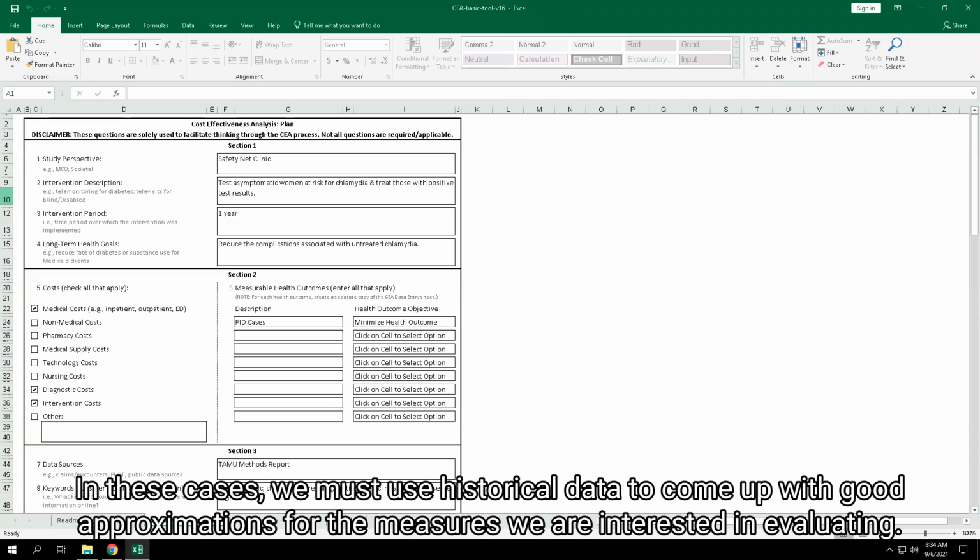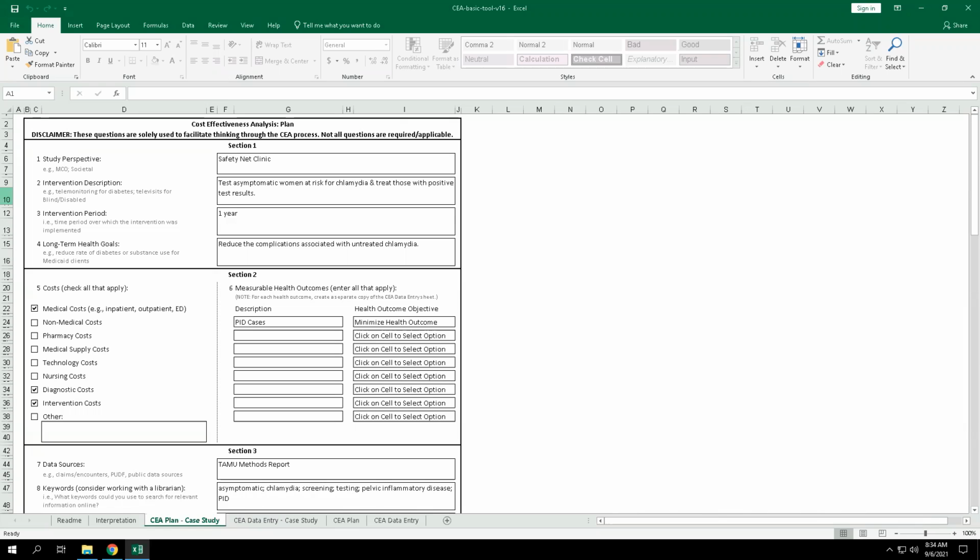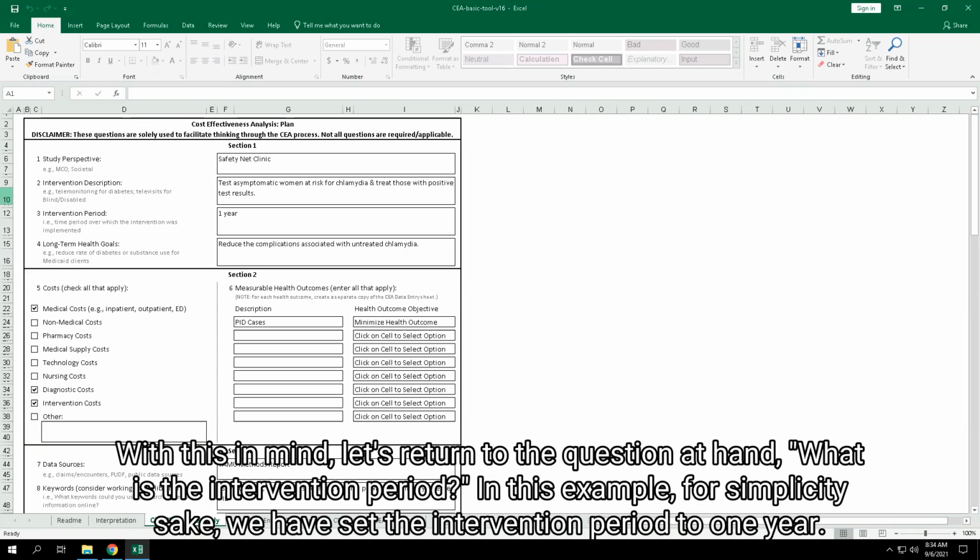In these cases, we must use historical data to come up with good approximations for the measures we are interested in evaluating. With this in mind, let's return to the question at hand. What is the intervention period? In this example, for simplicity's sake, we have set the intervention period to 1 year.